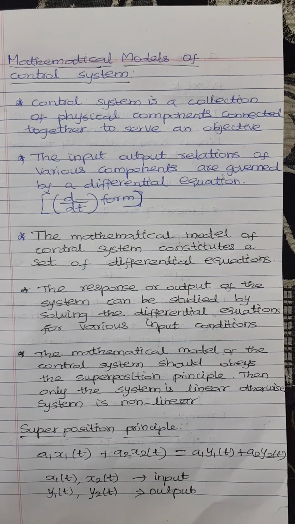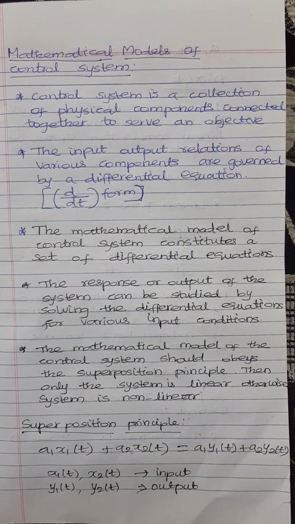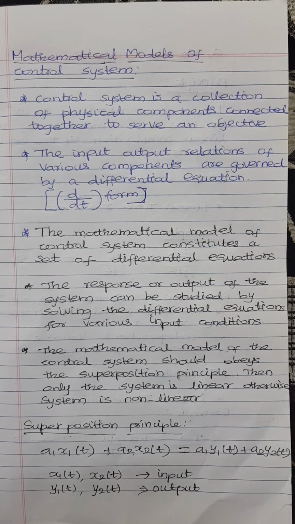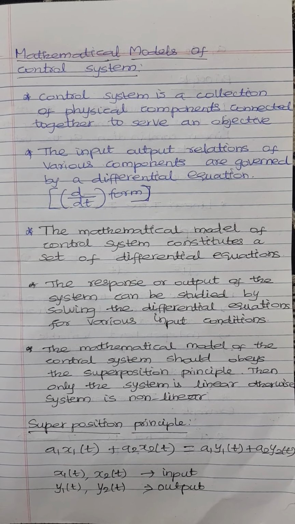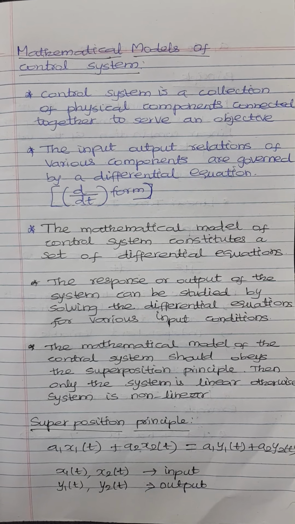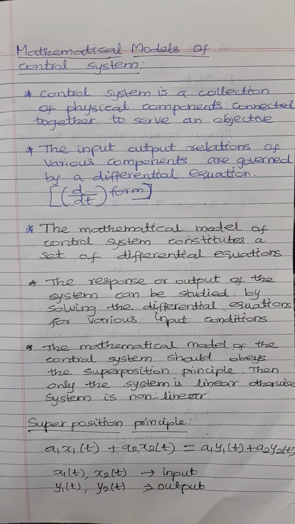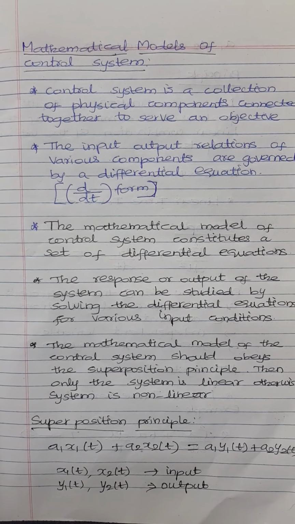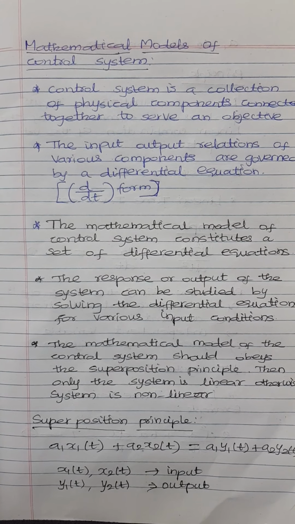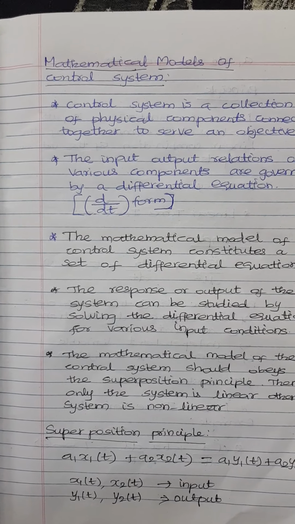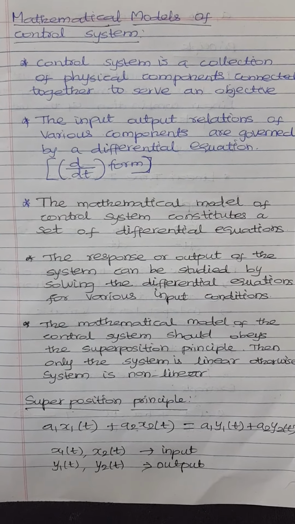So in control system, there are a number of components. Input components, output components are connected. So how we can find the relation of these input and output components? By using differential equations. So mathematical models constitute a set of differential equations. From the differential equations only we can find the output of the system and the transfer function of the system.